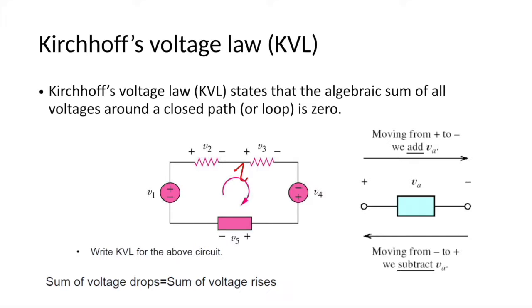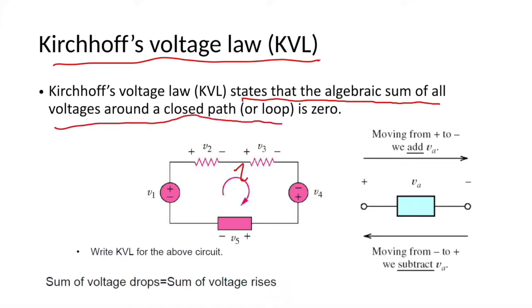Okay, next we talk about KVL, Kirchhoff's voltage law. It states that the algebraic sum of all voltages around a closed path or closed loop is 0. From this circuit, let's define the positive and negative voltage. When we move from the plus to minus sign, we add VA, and when we move from the minus sign to plus sign, we subtract VA.